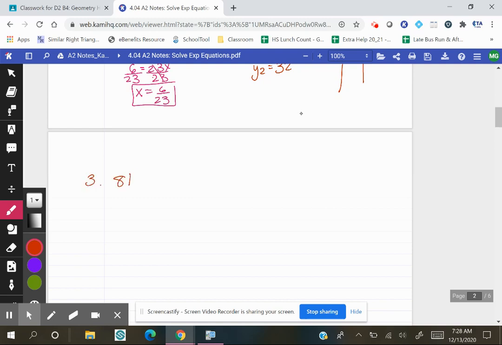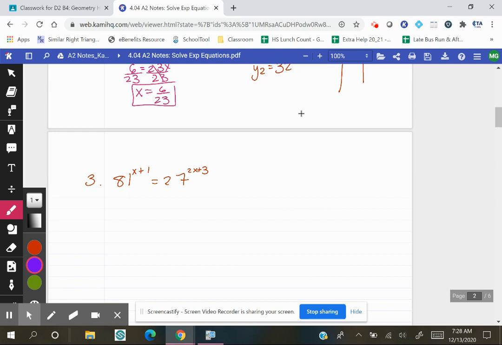Okay, next one. 81 raised to the x plus 1 equals 27 raised to the 2x plus 3. Pause the video here and see if you can try to get these two to have the same bases. Remember, when you do that, always try to look at the larger base first. See if you can rewrite it with the smaller base. So see if you can rewrite it with a 27. If not, then try to go smaller for both bases. All right, go ahead and try that.